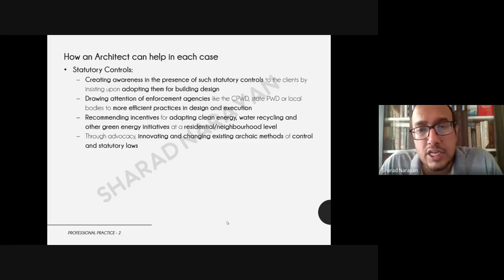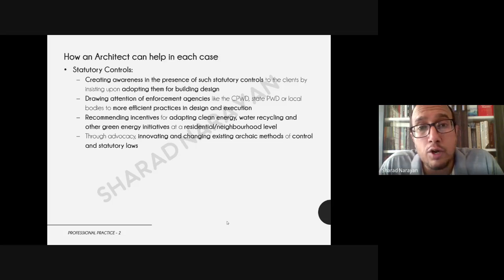Through advocacy, innovating and changing existing archaic methods of control and statutory laws. Again, this goes back to what we talked about earlier. The idea that most of the laws which govern how building construction is done is extremely archaic and derives a lot from colonial methods. So it is necessary for the architect to intervene and bring the necessary kind of attention of the local bodies to more efficient practices in design, so we don't end up with cookie cutter designs like with the economically weaker section housing, EWS housing.